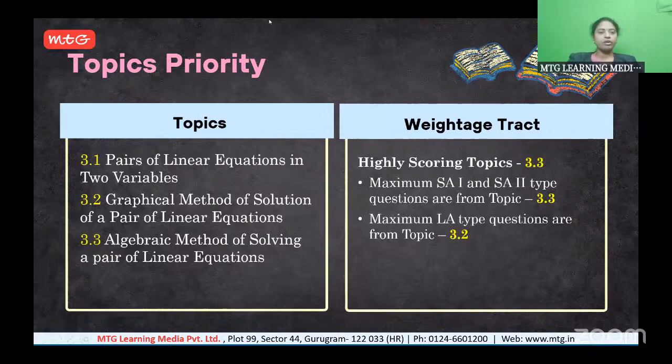So what are we waiting for? Shall we go on to a quick recap of this chapter? Here we go. First and foremost, let's understand what linear equations in two variables are.